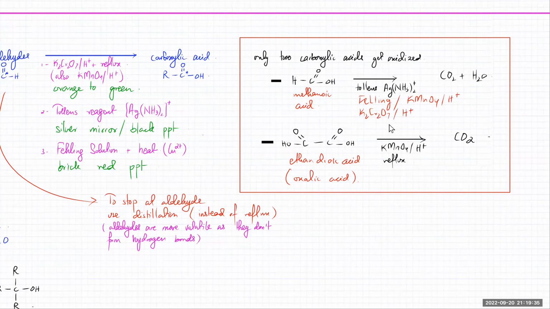Fehling's, Tollens', acidified potassium dichromate, all of them, pretty much all of them. Any oxidizing agent will oxidize methanoic acid to carbon dioxide and water. And there's another one, which is ethanedioic acid. So only these two acids get oxidized.